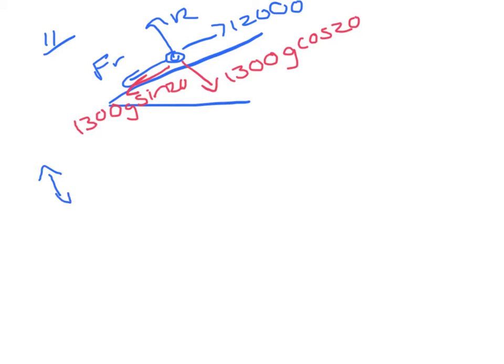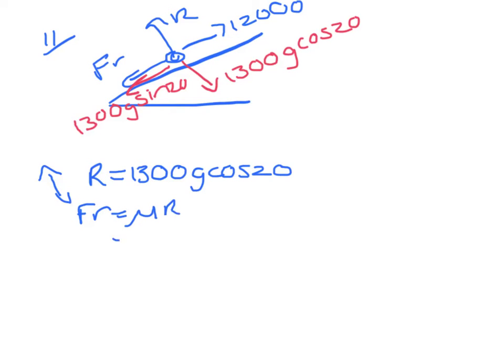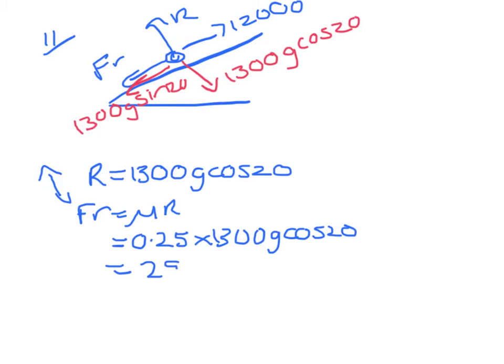Perpendicular to the slope, the forces are in equilibrium, so the normal reaction R has to equal 1300 G cos 20. And I also know that friction equals mu R, and friction in the question is 0.25, multiplied by the 1300 G cos 20 gives me 2992.920. At this stage you should not round.